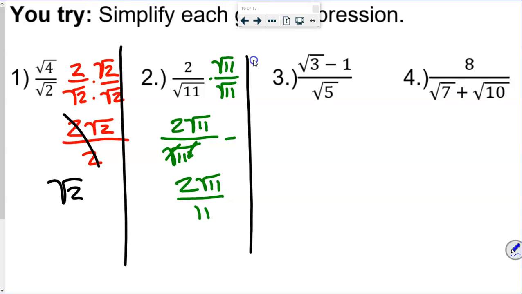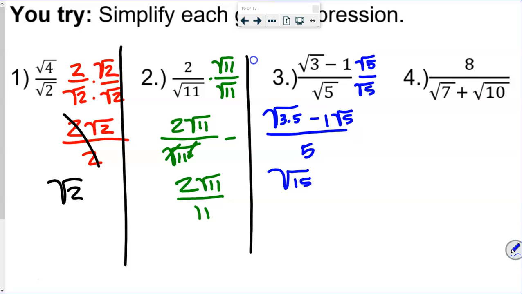So this next one, multiplying by the square root of 5 over the square root of 5. So this is going to be square root of 3 times 5 minus 1 square root of 5, right, over 5. Because again, that is, so this is going to be the square root of 15. That was a multiplication symbol right there, y'all. Maybe I should have put parentheses, but minus the square root of 5 all over 5.